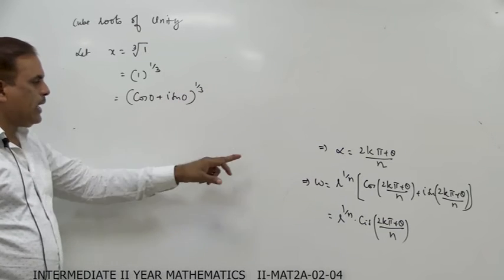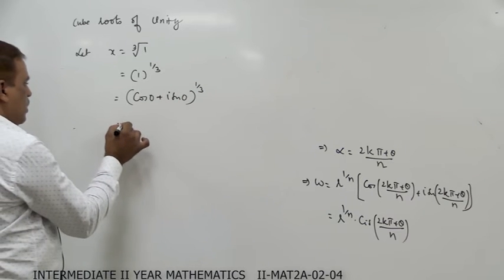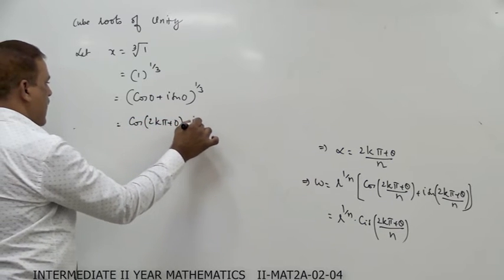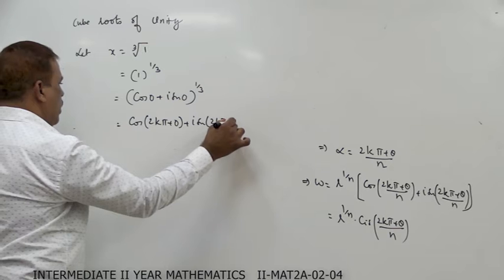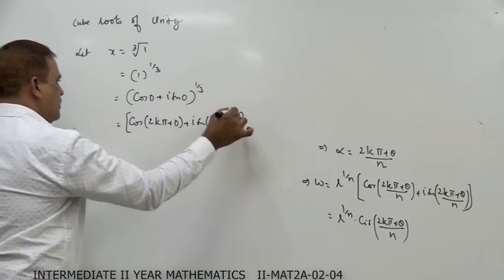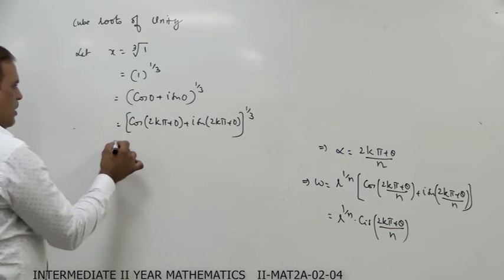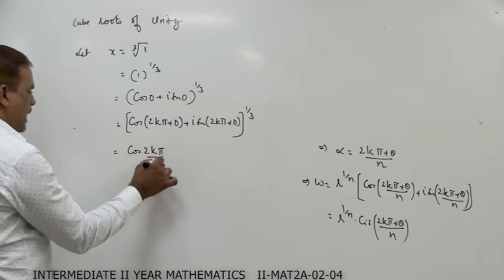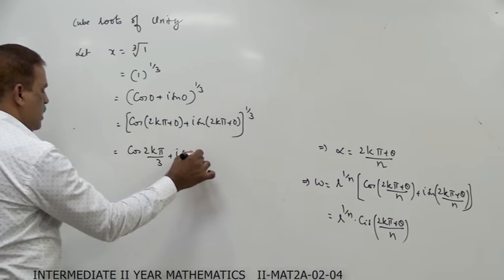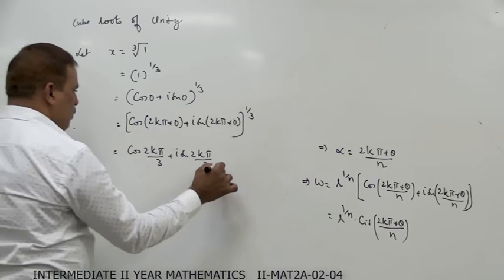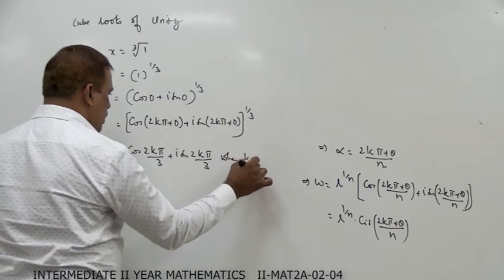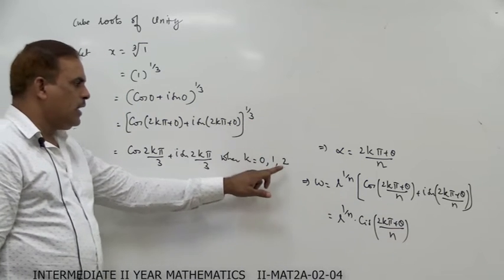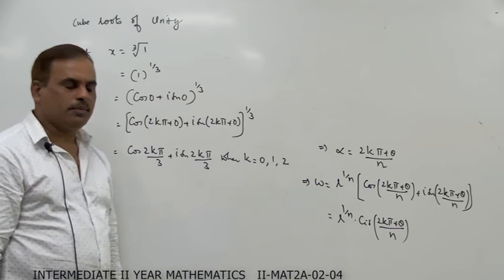Since it has 3 roots, we'll add 2kπ to 0. Cos of (2kπ plus 0) plus i sin (2kπ plus 0) whole power 1 by 3. By using De Moivre's theorem, this can be written as cos of 2kπ by 3 plus i sin 2kπ by 3, where k is equal to 0, 1, 2. Since it is a cube root, we take up to 3 minus 1, that is 2.